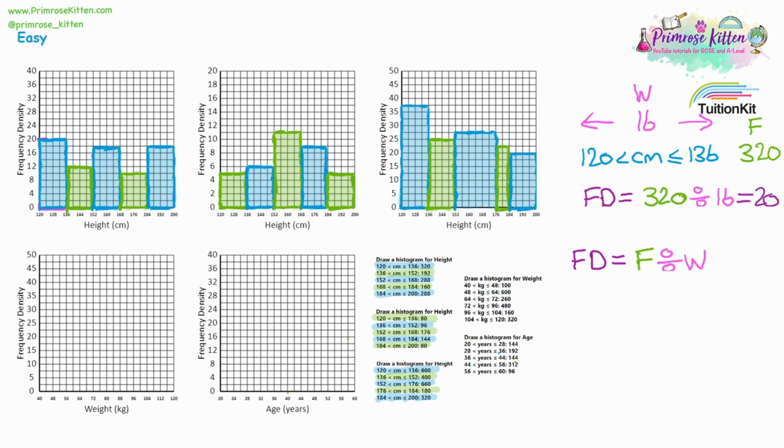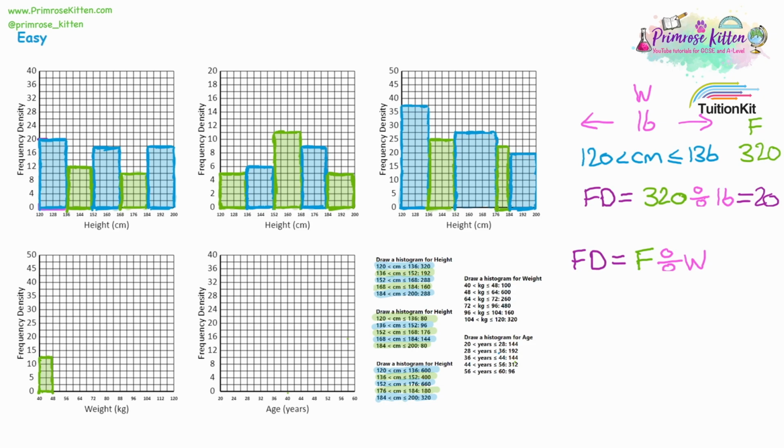Moving on to the fourth histogram. So this is for weight. So we're going to look at the total. In our first line, we have 100 people, and the width of that group is in between 40 and 48 kilograms, which is a width of 8. So we're going to divide 100 by 8, and we get 12.5. So we're going to draw a bar in between 40 and 48 and all the way up to 12.5. So we've got a very small bar here. It doesn't represent a lot of people. It only represents 100 people.